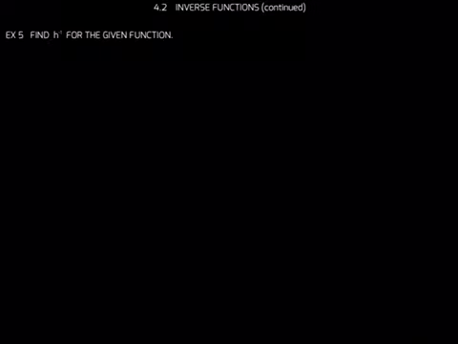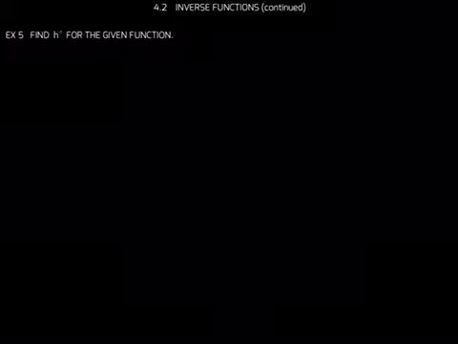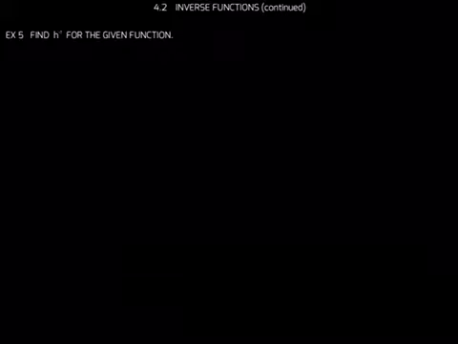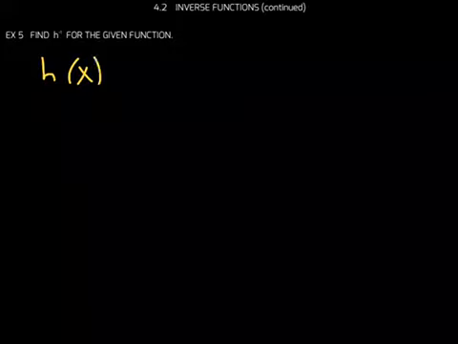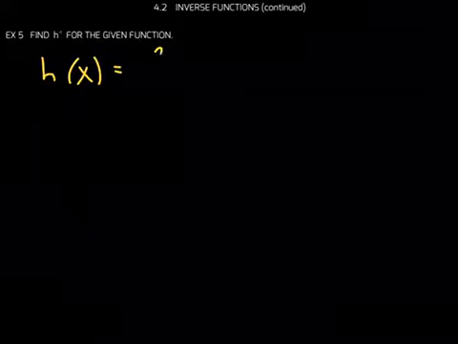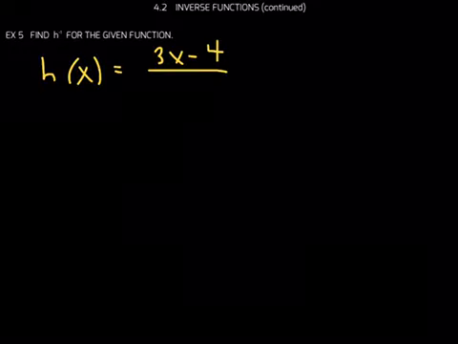All right, guys, here's example 5, and we want to find the inverse function, h inverse, for the given function. All right, here is your given function. H of x is equal to 3x minus 4 over 2x plus 1.